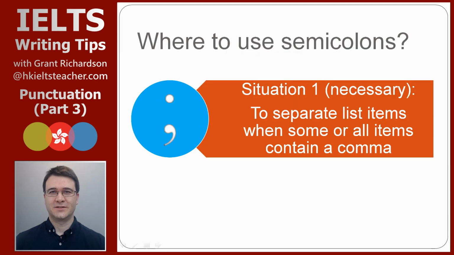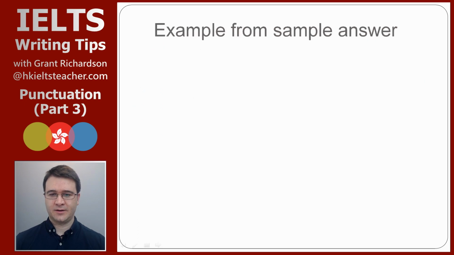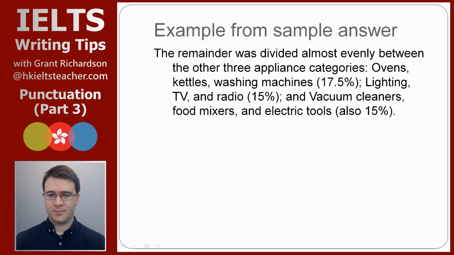The first situation, which is a situation where it's necessary to use a semicolon, is to separate list items when some or all items contain a comma. For example, from one of my sample answers for Task 1, the remainder was divided almost evenly between the other 3 appliance categories: ovens, comma, kettles, comma, washing machines, 17.5%, semicolon, lighting, comma, TV and radio, 15%, semicolon, and vacuum cleaners, comma, food mixers and electric tools, also 15%.